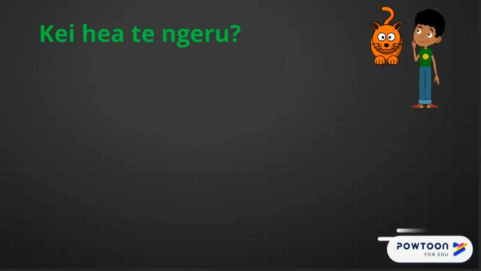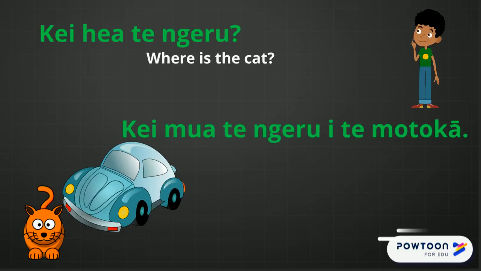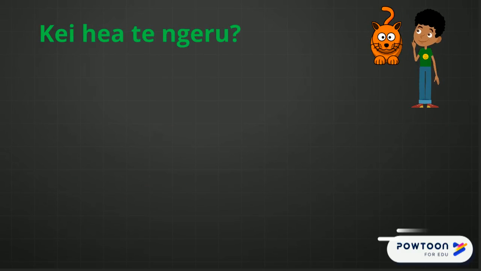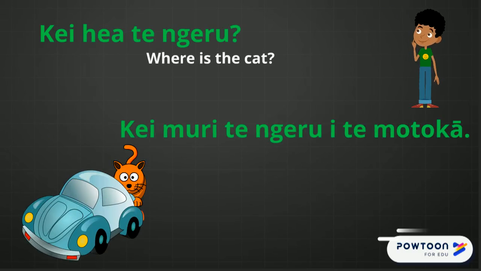Kei hea te ngeru, where is the cat? Kei mua te ngeru i te motukā, the cat is in front of the car. Kei hea te ngeru, where is the cat? Kei muri te ngeru i te motukā, the cat is behind the car.